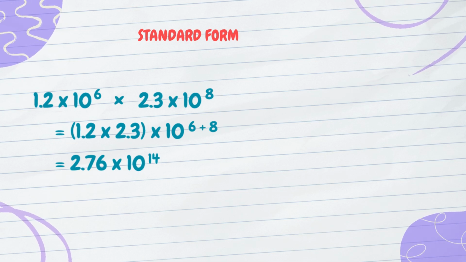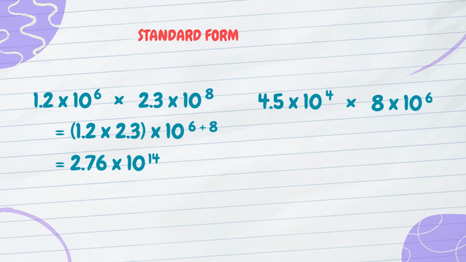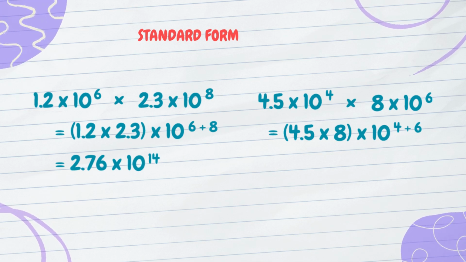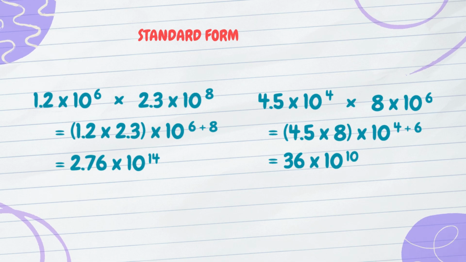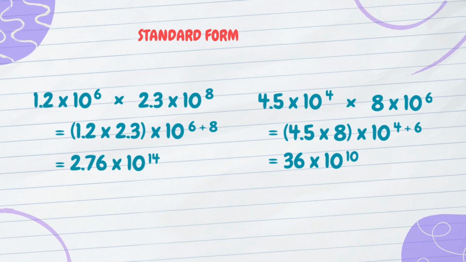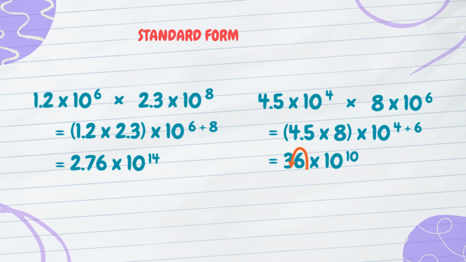Another example, multiply 4.5 times 10 to the power 4 and 8 times 10 to the power 6. This should be 4.5 plus 8 times 10 to the power 4 plus 6. After computing, it becomes 36 times 10 to the power 10. But this is incomplete. The base, that is 36, should be between 1 and 9, so we move the point one step backward so that 36 becomes 3.6.